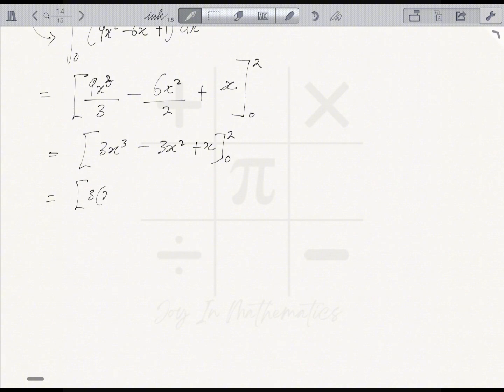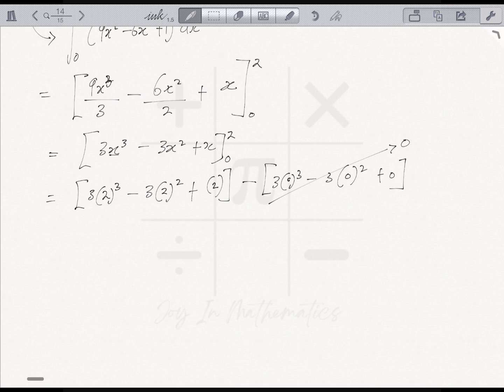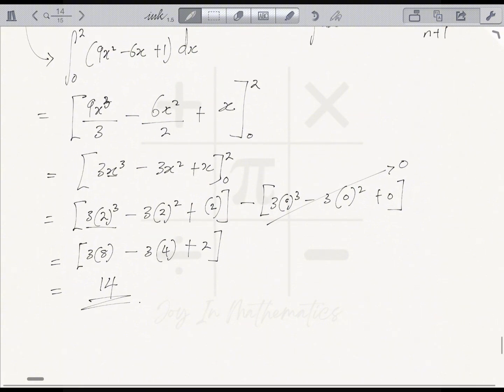Applying the upper limit, everywhere we see x, we apply 2. So 3 into 2 raised to power 3 minus 3 into 2 raised to power 2 plus 2. Then the lower limit of 0, so we have 3 into 0 raised to power 3 minus 3 into 0 raised to power 2 plus 0, and everything here will give us 0. So we are left with 3 multiplied by 8 minus 3 multiplied by 4 plus 2, and the answer will give us 14. Now, this is one of the ways to solve it.